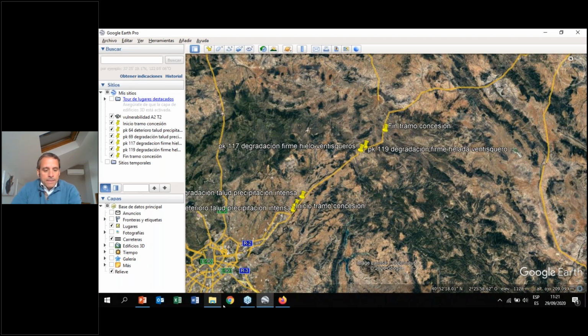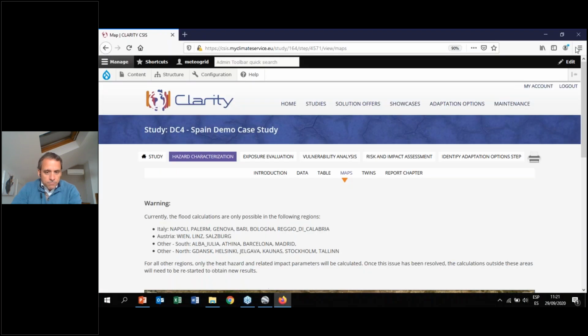This is the system, how it looks like, the website. So we have 5 different steps, as was already previously mentioned. When we have a transport infrastructure, first it is necessary to characterize the hazard, to evaluate the exposure, to make a vulnerability analysis, and to make a risk and impact assessment.